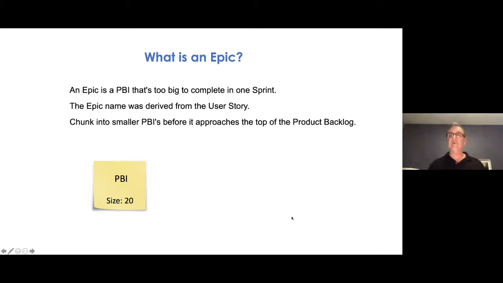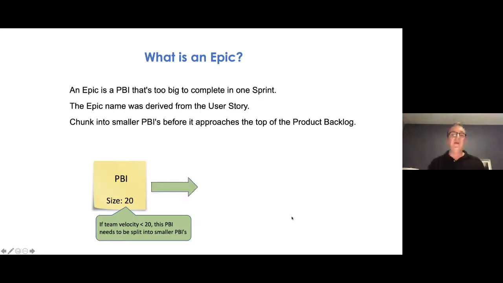Also, the term epic. Epic was born out of the user story vocabulary as well. And all epic means, just keeping it simple here, is that it's too big to finish in a sprint. If this PBI is size 20 and my team velocity, meaning the number of relative points we typically finish in a sprint, is something less than 20, then it's infeasible to plan on finishing this PBI within a sprint. So we break it up.